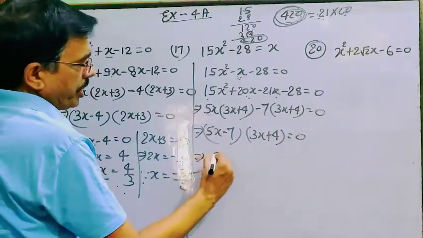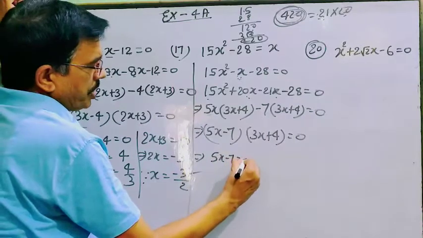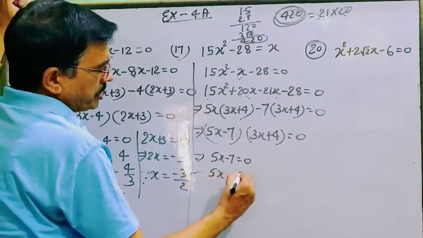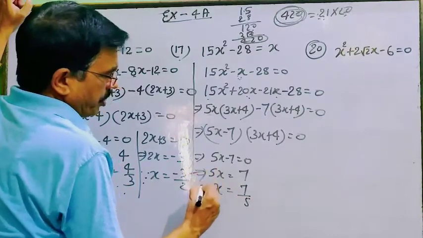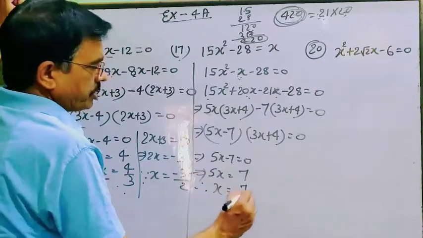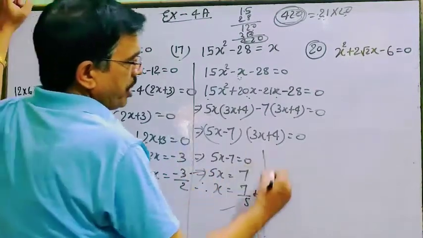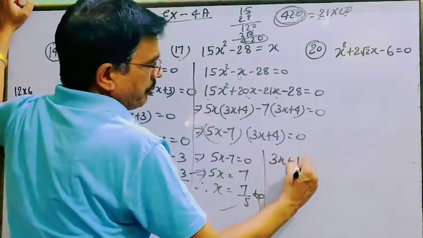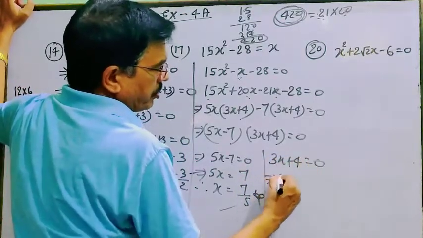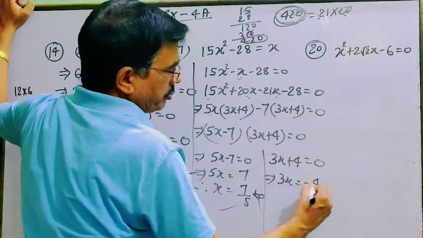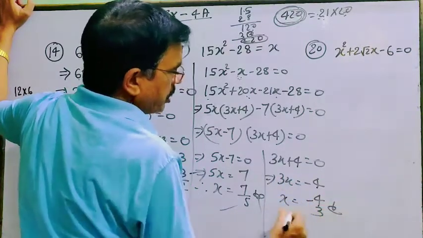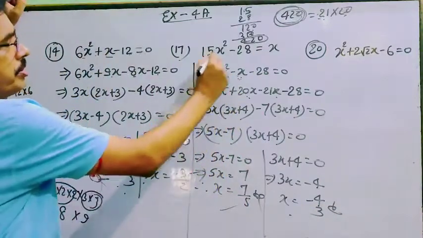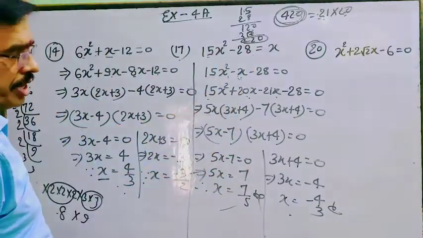So one by one, write here 5x minus 7 is equal to 0. What is 5x? That is 7. So x is equal to 7 by 5. So write here x is equal to 7 by 5, answer. Similarly here, 3x plus 4 is equal to 0. So 3x is equal to minus 4, and x is equal to minus 4 by 3. This is the second answer. So there are two solutions of this equation because it is a quadratic.